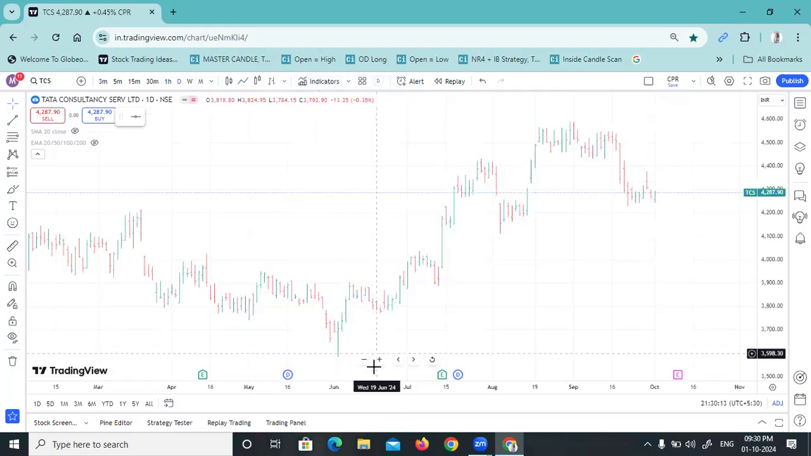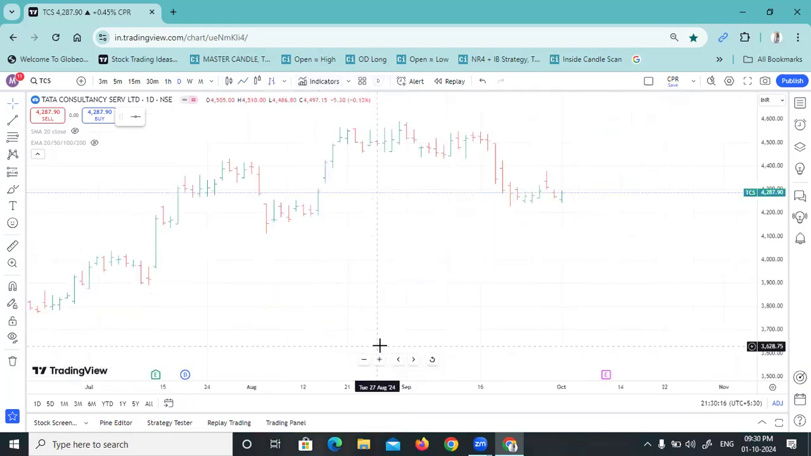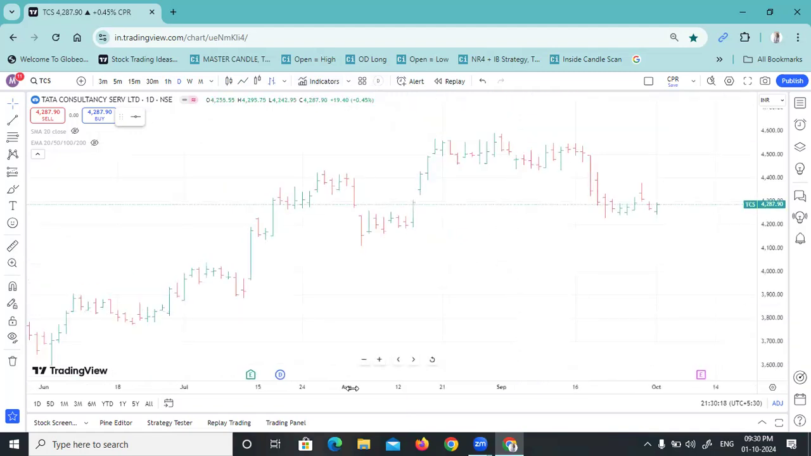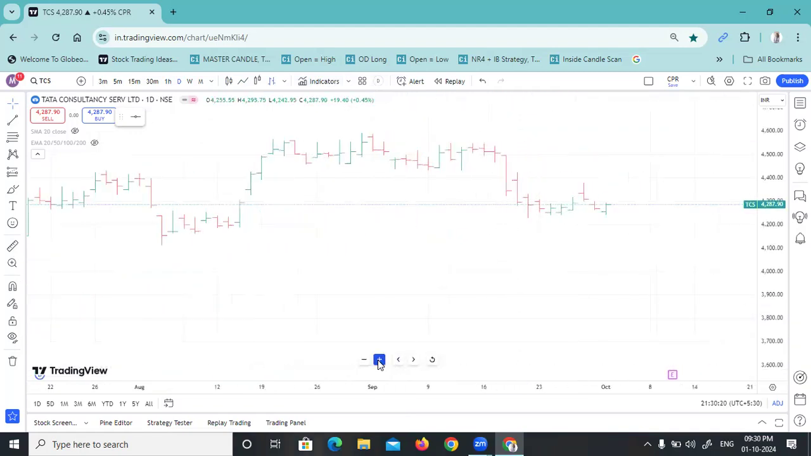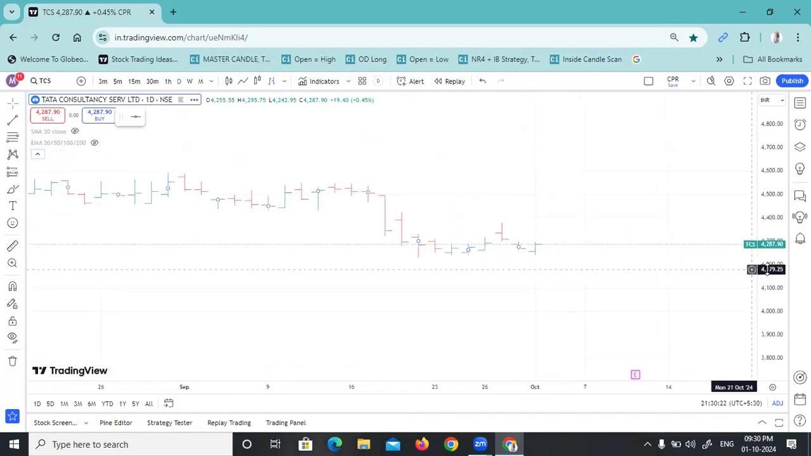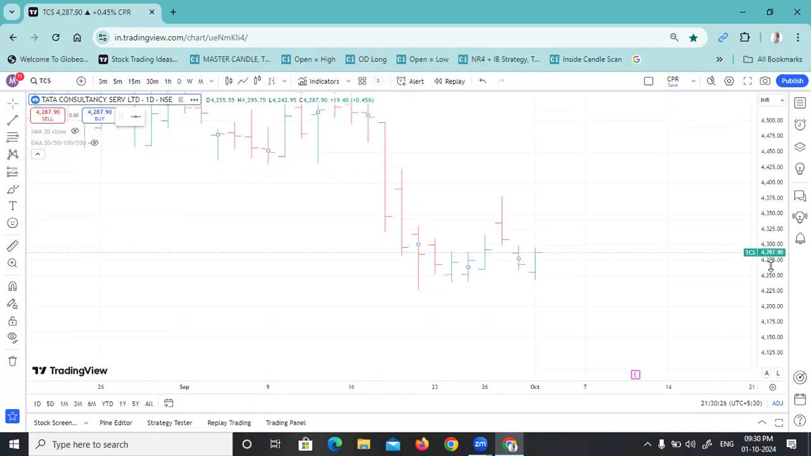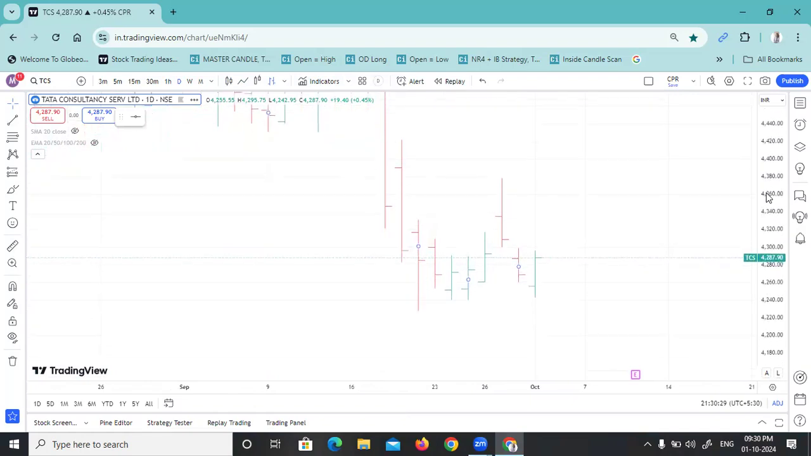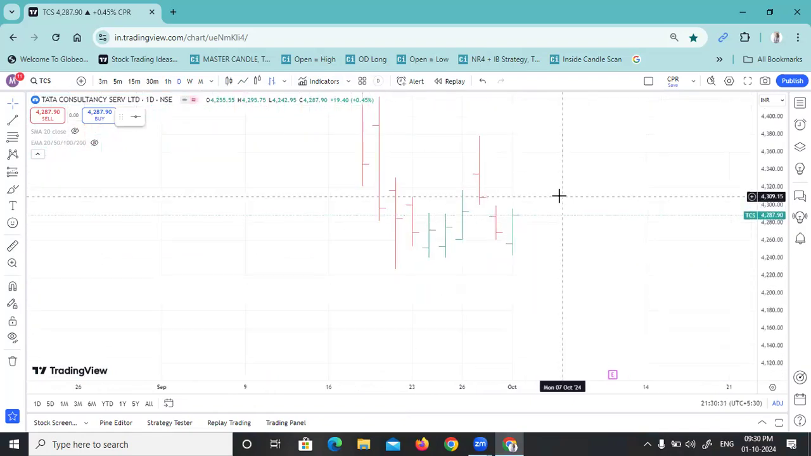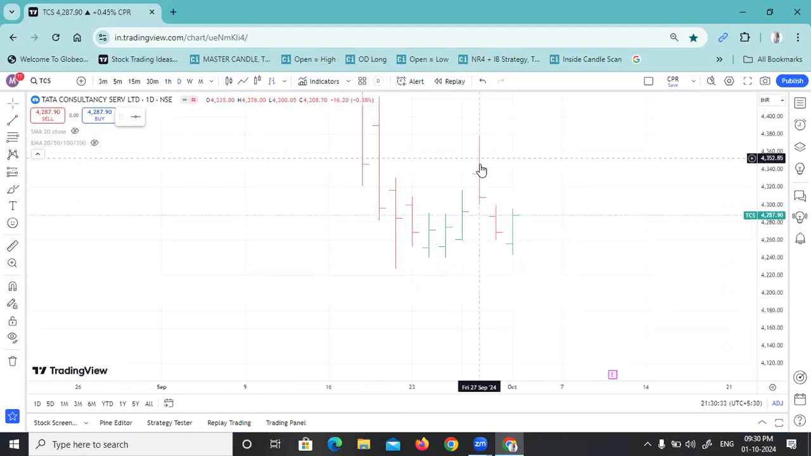See, this is the bar graph of TCS. Now here you can clearly see we have two different colors in the bar graph, right? One is red, one is green. Red represents a bearish bar and green represents bullish. So look at this, this is the red one. Can you see here opening is greater than closing? The opening is greater than the closing, right?